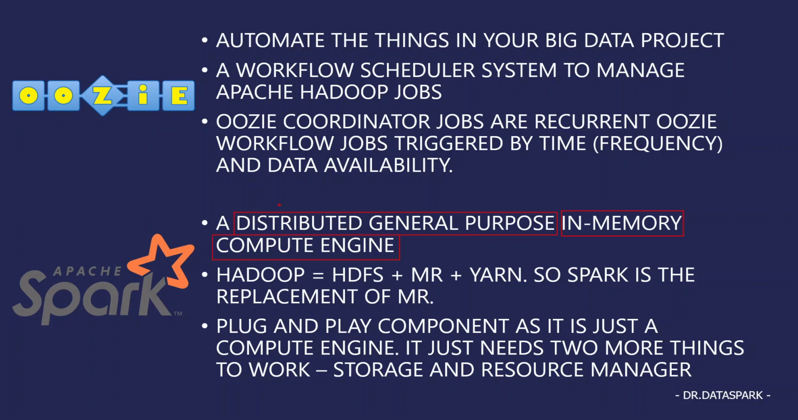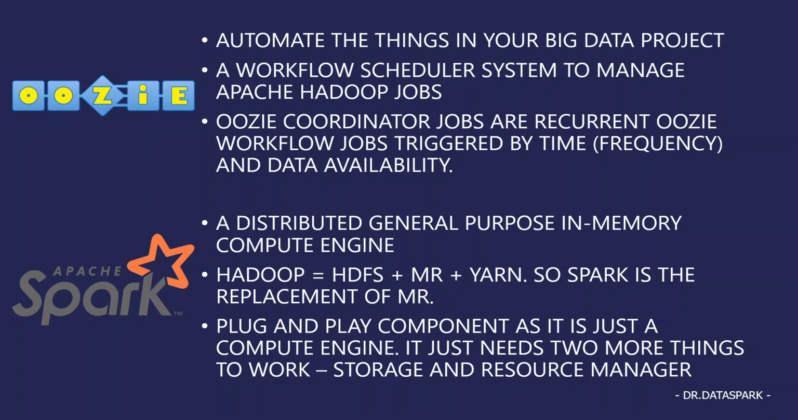In fact, everything is distributed. If you remove distributed, it's actually general purpose, in-memory, compute engine. These words are very important. Now let's go back a little bit. What is Hadoop actually? We know the core components of Hadoop are HDFS, MapReduce, and YARN. We saw that in the first few slides.